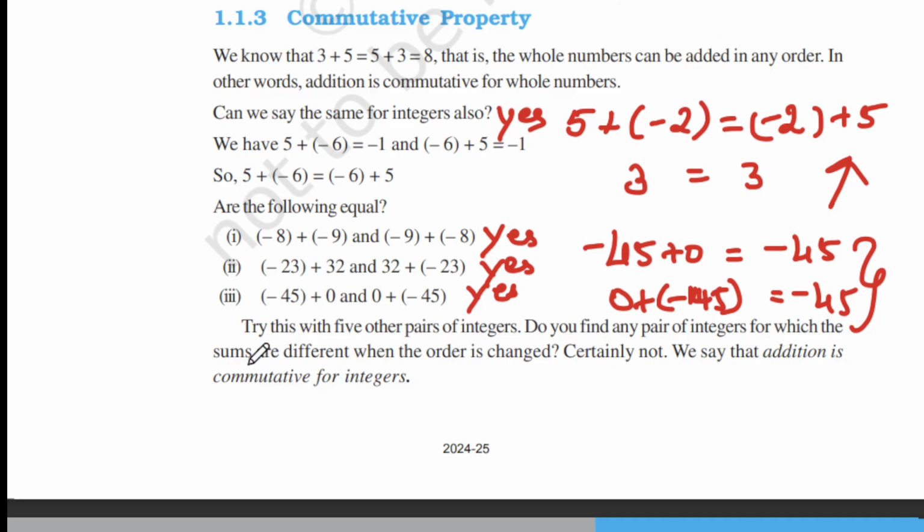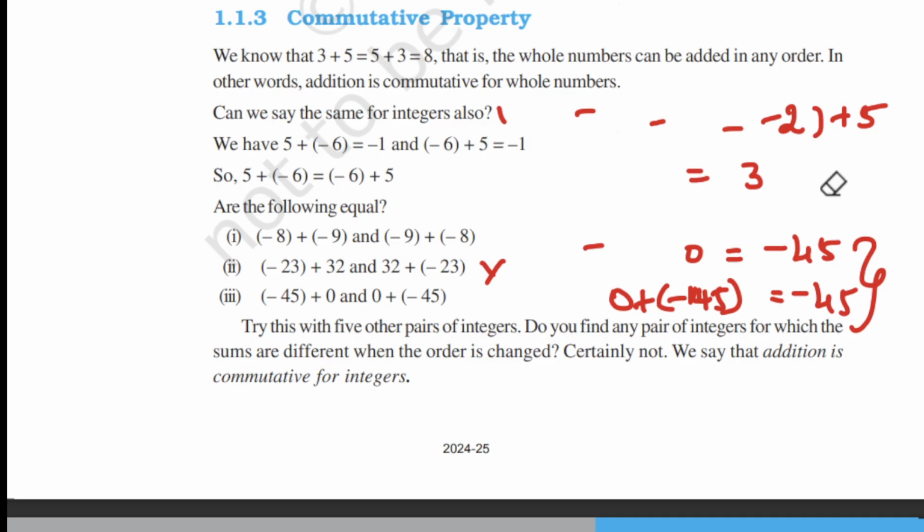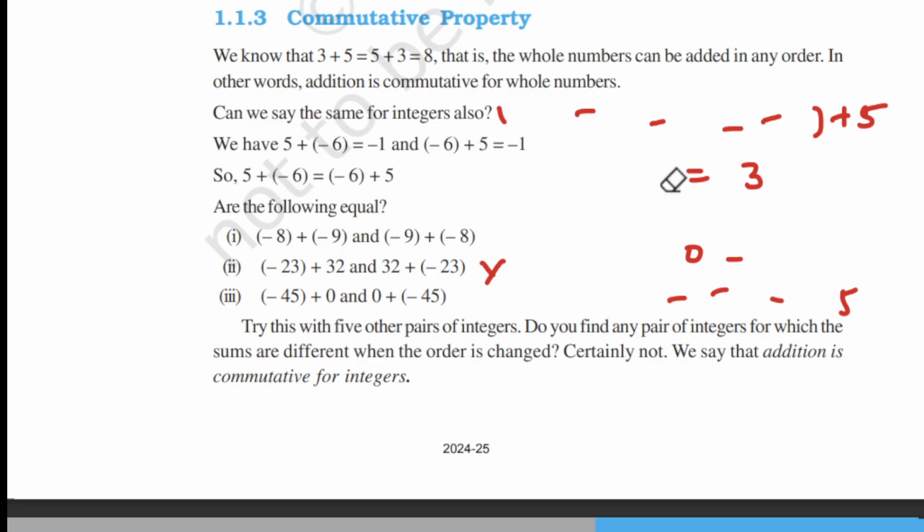Try with 5 other pairs of integers. Do you find any pair of integers of which sums are different when the order is changed? Now they are asking to do this with any 5 integers and check whether the sums are the same if we change the order.